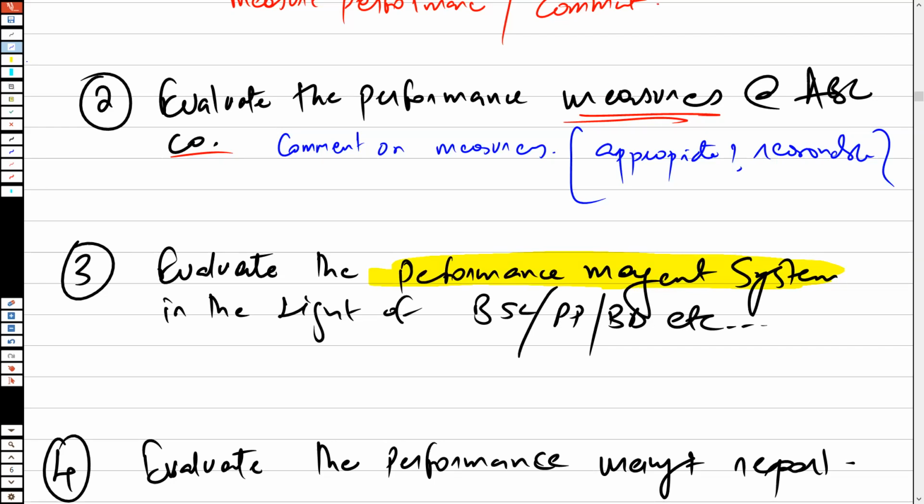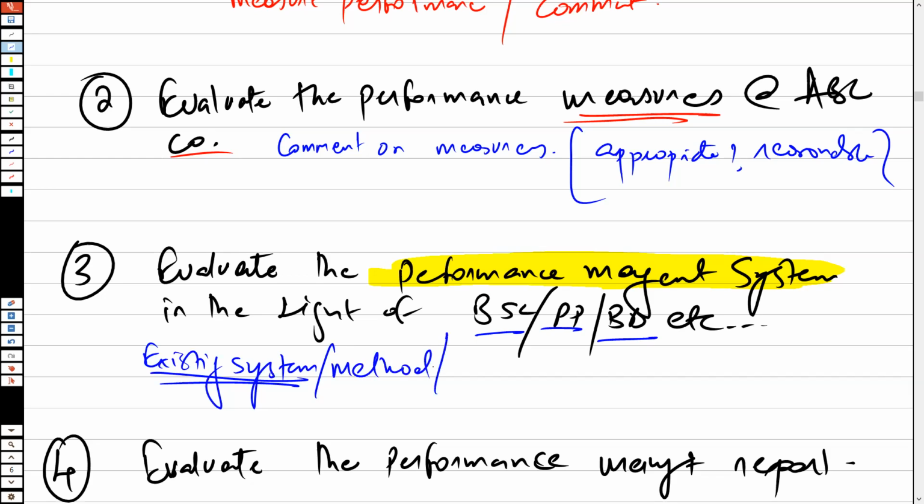The third thing the examiner could do is that he could say evaluate the performance management system in the light of balance scorecard, performance pyramid, building block, etc. When we talk about evaluating the performance management system, what exactly do we mean by this? This would mean that you would compare the existing system, meaning the existing method, the existing approach, with the balance scorecard, with a performance pyramid, with a building block model, etc. So that is what you're going to do.